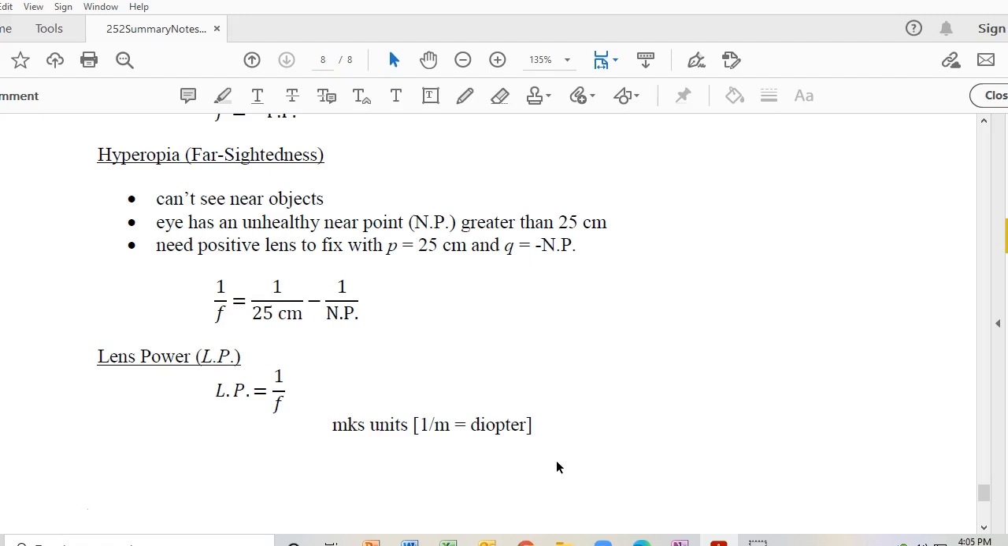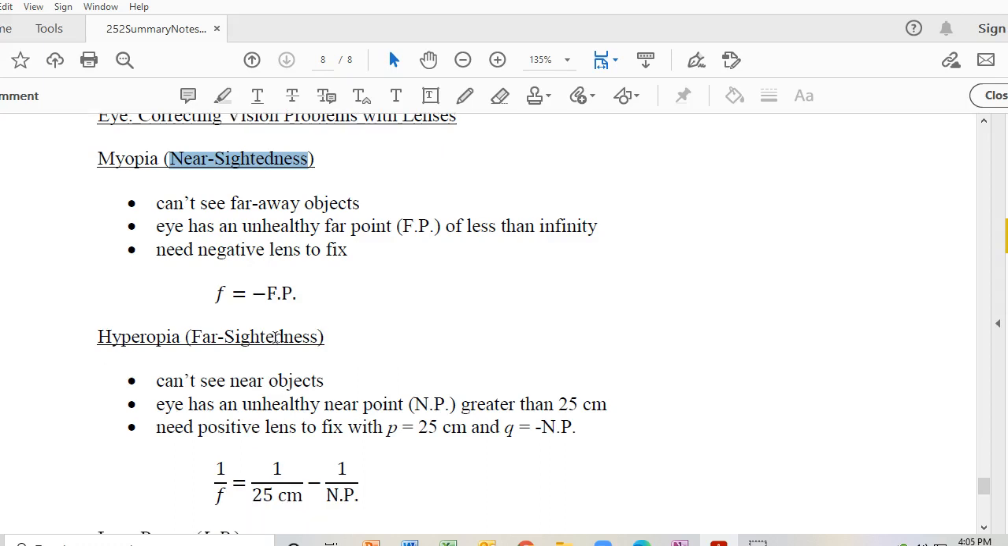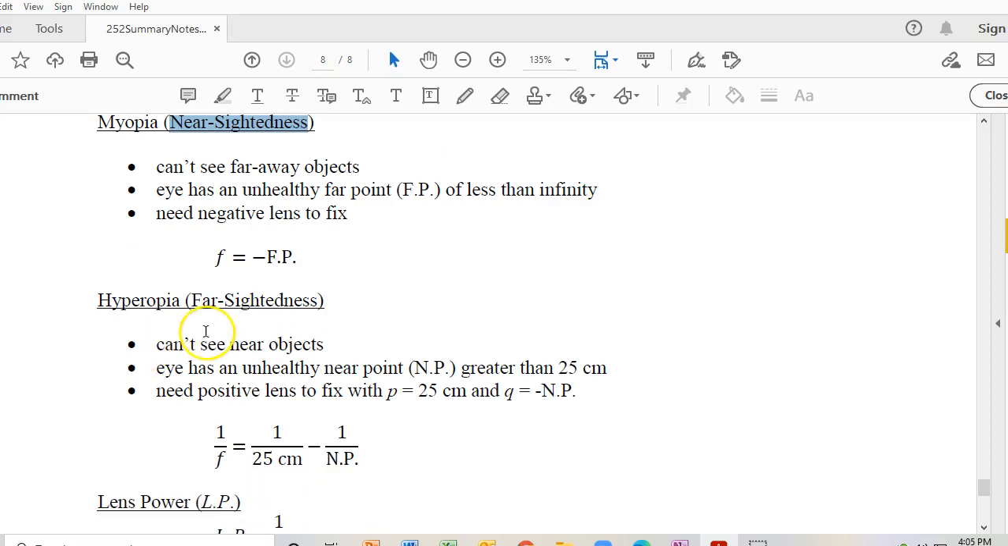If you've ever looked at your prescription and said, what is that? That's going to be diopters. Okay, so to fix myopia, just make the focal length minus the far point of the unhealthy or myopic eye. Now, what about if you have hyperopia? Which, again, bad term, I think, is called farsightedness. What hyperopia means is you can't see things well that are close to you.